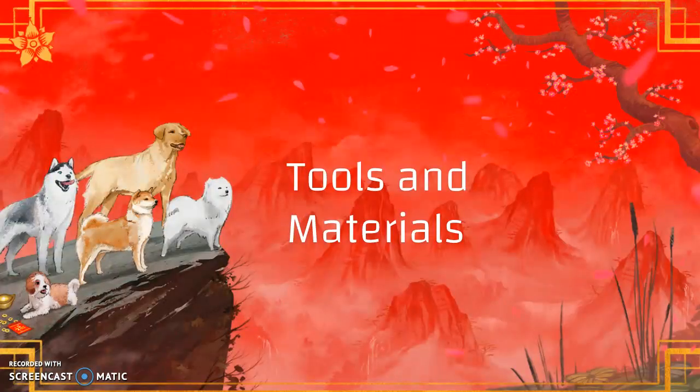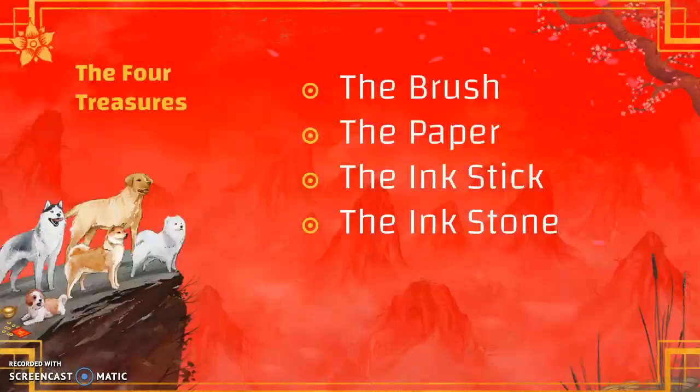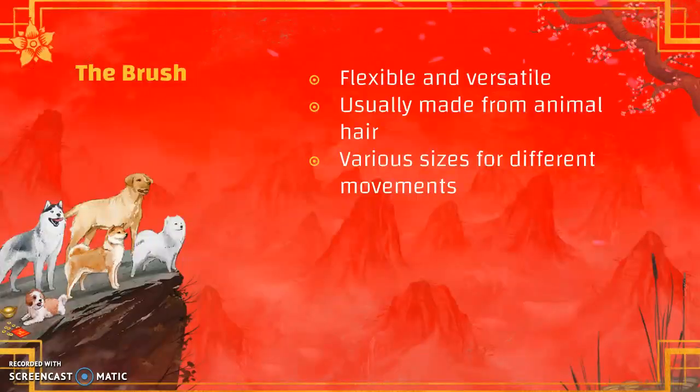So let's talk about some tools and materials a Chinese calligrapher would need. The 4 treasures make up the 4 main tools or components. You would need to have the brush, the paper, the ink stick, and the ink stone. Let's start with the brush. The brush needed to be flexible and versatile. It was made from all sorts of different types of animal hair. There were also various sizes and shapes, all depending on the type of movement that you wanted the brush to take.